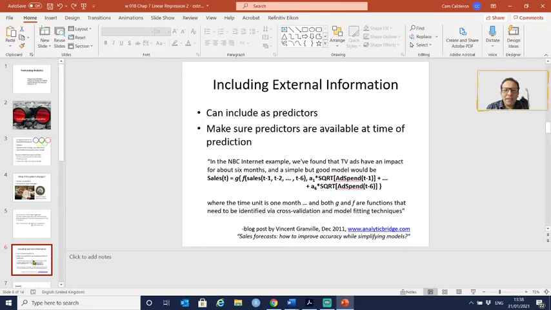So here we have an example, the NBC internet example. We found that TV ads have an impact for about 6 months, and a simple but good model would be, this is the sales, yes, and we have that the sales are a function of sales in time t minus 1, time t minus 2, etc., up until time t minus 6.